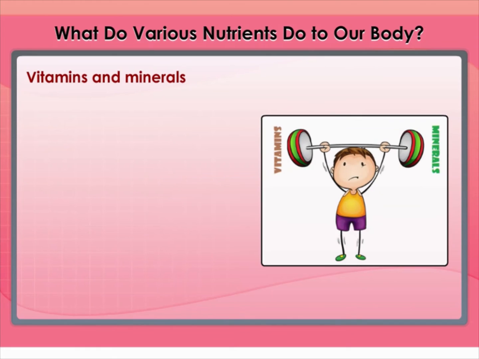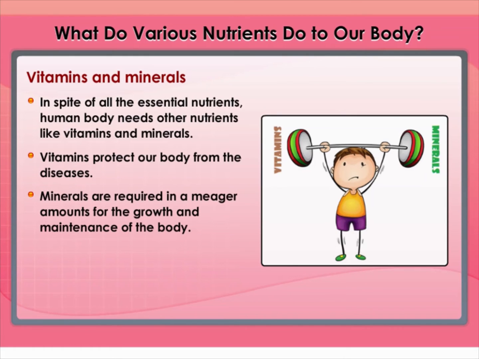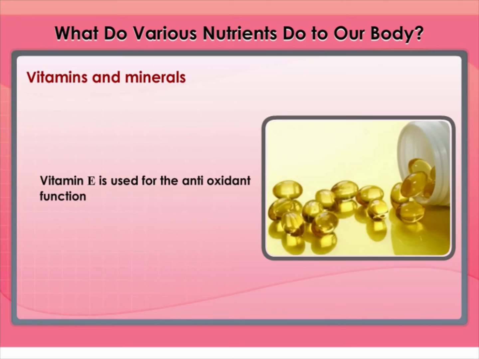Vitamins and minerals. In spite of all the essential nutrients, the human body needs other nutrients like vitamins and minerals. Vitamins protect our body from diseases. Minerals are required in meager amounts for the growth and maintenance of the body. Vitamins can be of different types like vitamin A, vitamin B, vitamin C, vitamin D, vitamin E, and vitamin K. Vitamin E is used for antioxidant function.